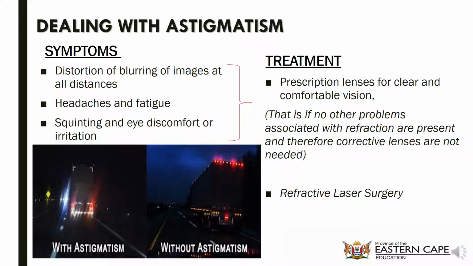If you are experiencing any of these, you should suspect that you've got astigmatism. And normally prescription lenses would be fine so that you get much more comfortable vision. That is obviously if you do not have other underlying problems associated with the eye, such as maybe you're myopic or you suffer from hypermetropia. Then yes, you can just use prescription lenses to get that comfortable vision that you need. Or again, you can also go for refractive laser surgery in extreme cases.